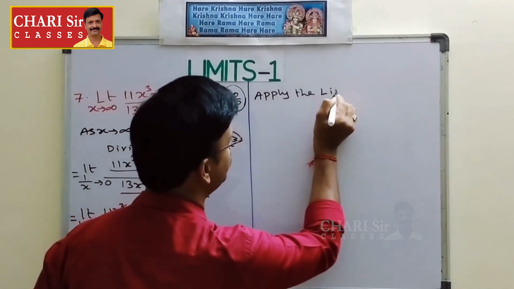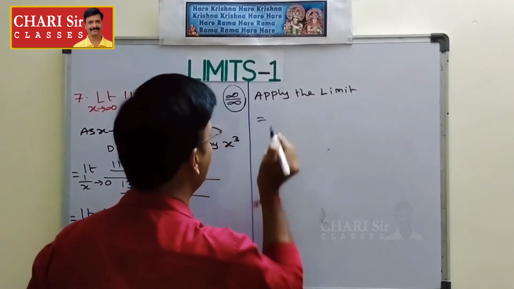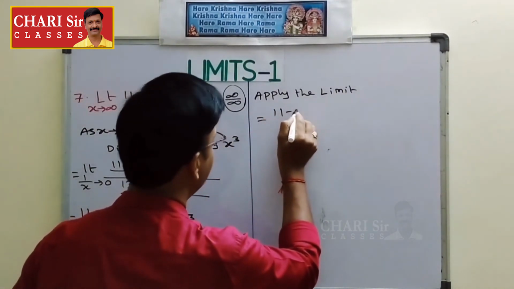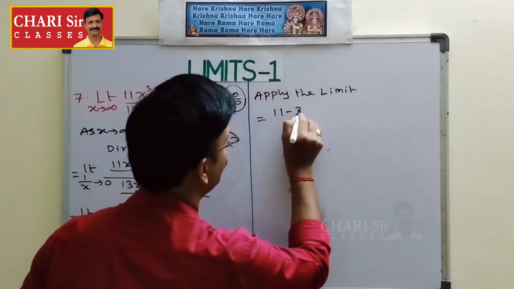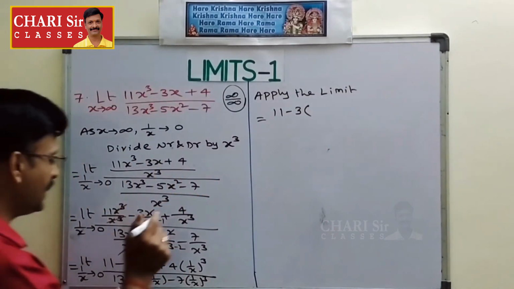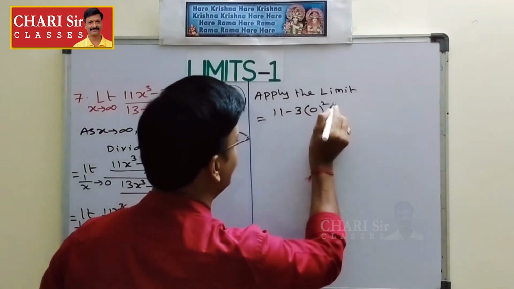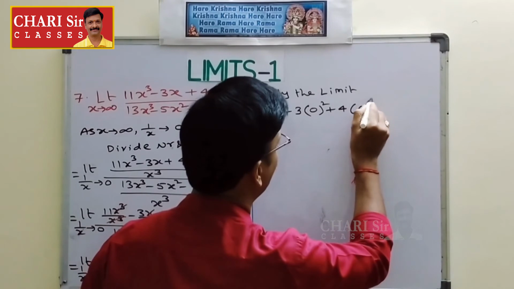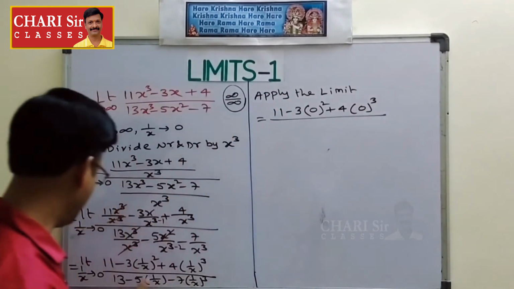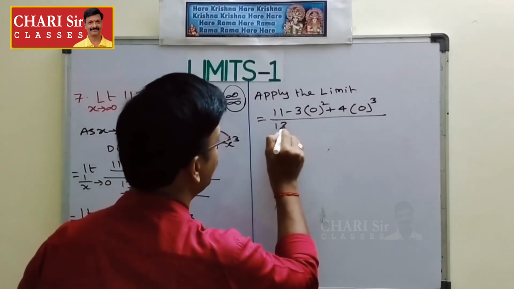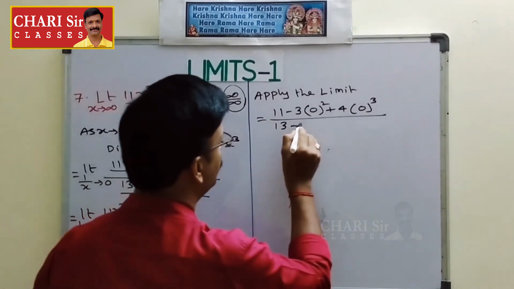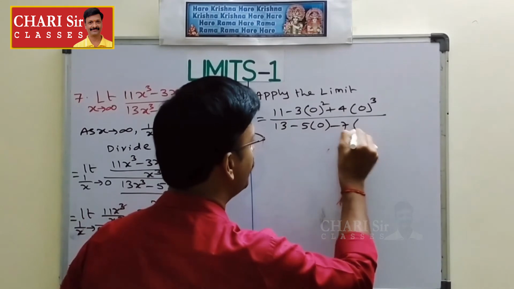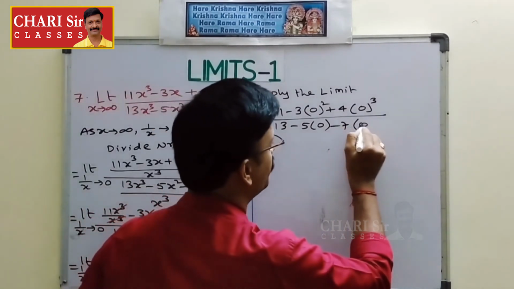Apply the limit. When you apply the limit, so what happens? 11 minus 3 into 1 by x, in place of 1 by x you can put 0, whole square, and plus 4 into 0 whole cube, divided by 13 minus 5 into 0 and minus 7 into 0 whole cube.